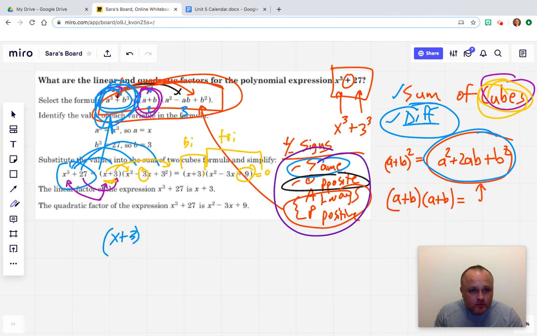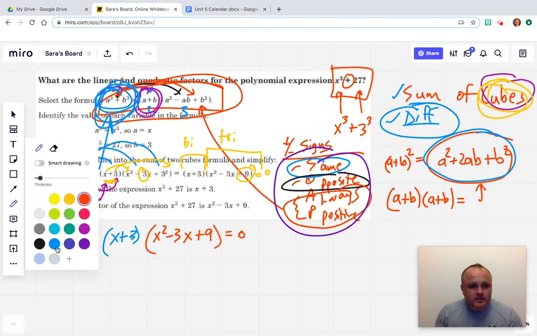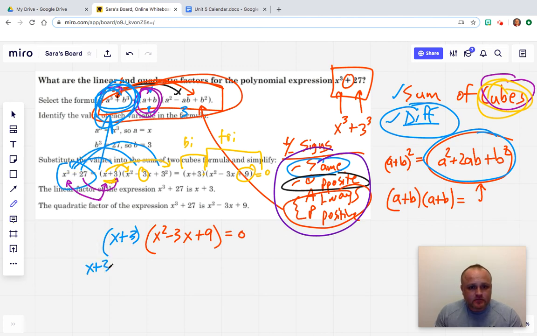And then we have the rest. We have x squared minus 3x plus 9. So the x plus 3, that's easy. Set it equal to 0. X is negative 3. That's our first real solution. No i's were involved.